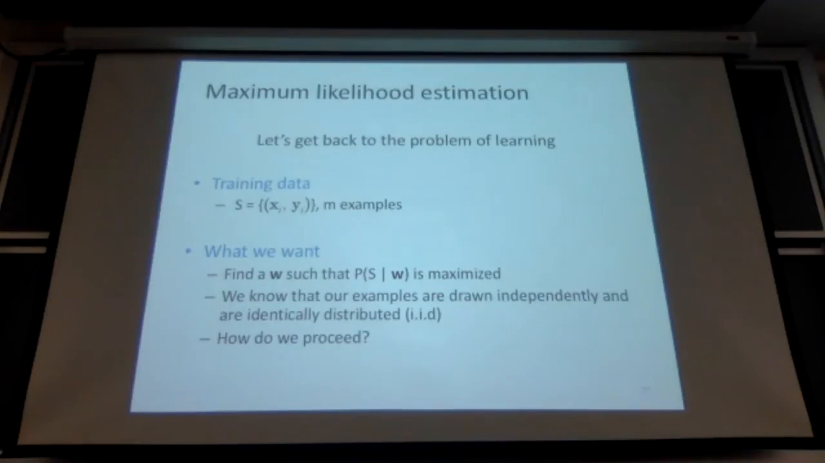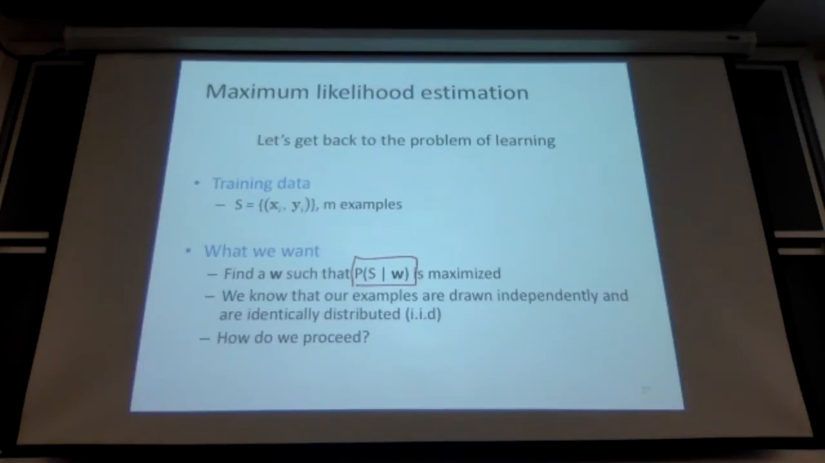So the usual setup for maximum likelihood estimation is we have some data set and we want to find a classifier that maximizes the likelihood of having generated the data. The classifier is completely defined by the weights. So if I give you the weights, you learn the classifier. So our goal is to find a W such that the likelihood of the data S is maximized.